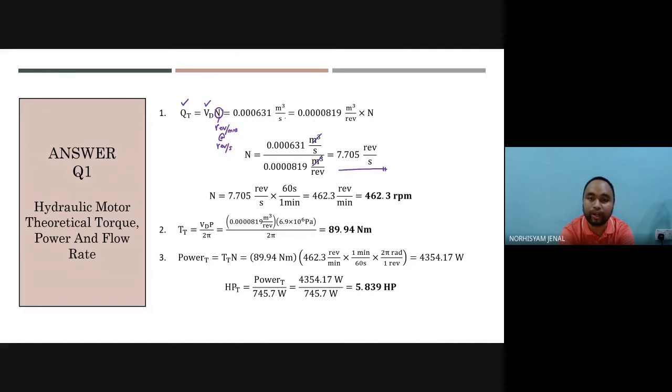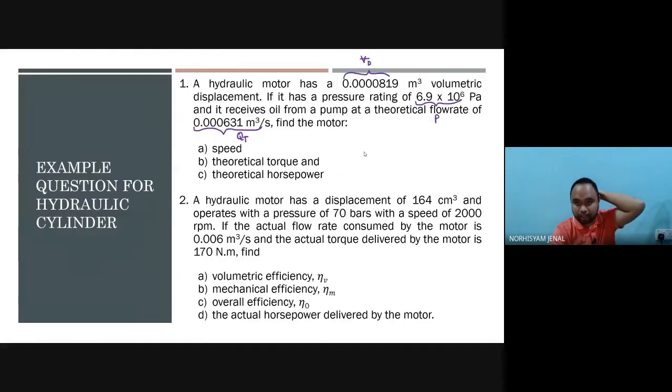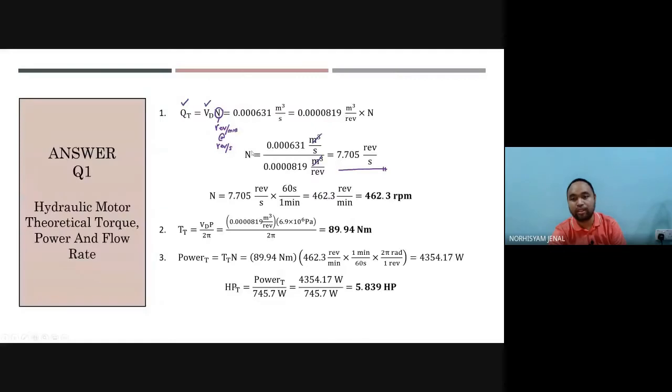Okay, please be aware whether we are using meter cube per second or meter cube per minute. If this is meter cube per minute, the answer will be revolution per minute. The question asks us the speed, but does not require us to use RPM or meter cube per second. But if you want to find out what it is in RPM, it's just 60 seconds divided by 1 minute. So you get the answer in RPM. So both answers are correct.